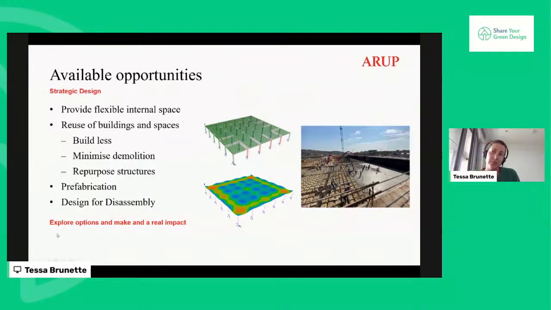Prefab and thinking about design for disassembly is also useful in terms of the last step of that embodied carbon pyramid. But all of these options must and should be explored iteratively throughout the design process to try and make sure that we get to the lowest embodied carbon.